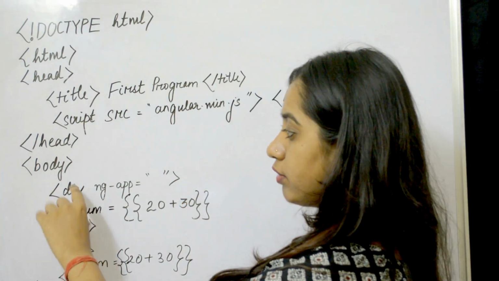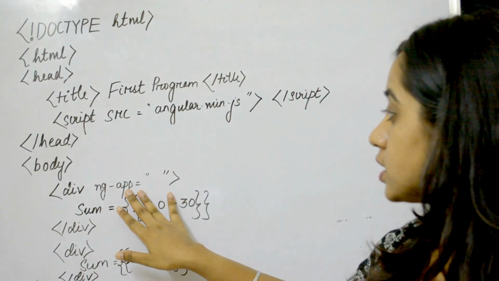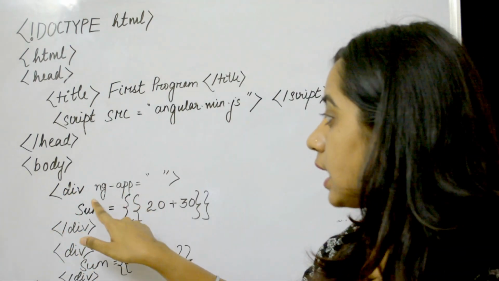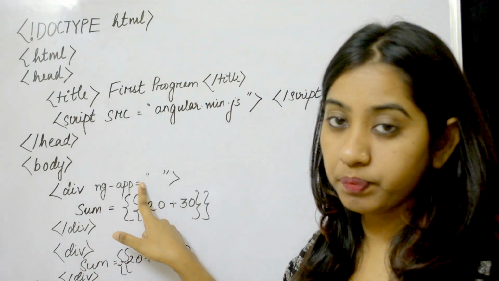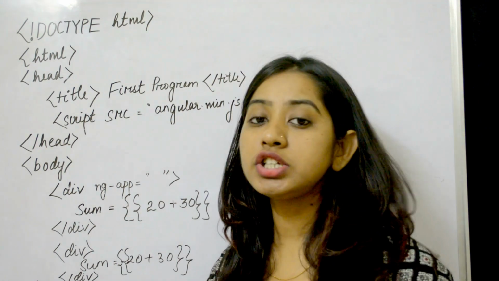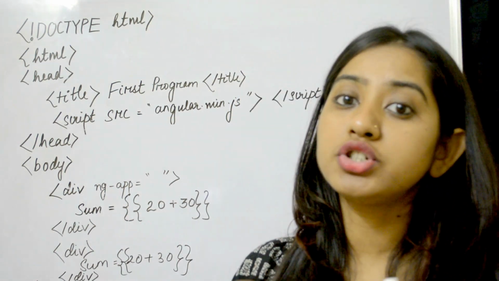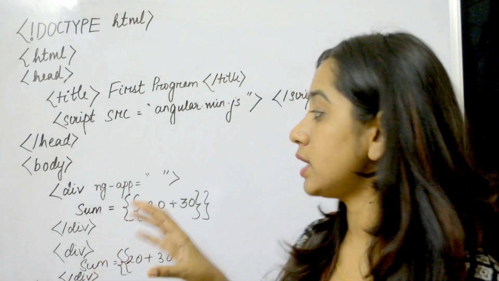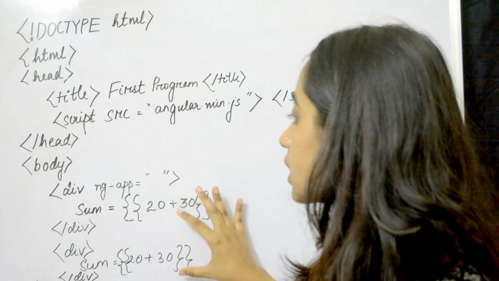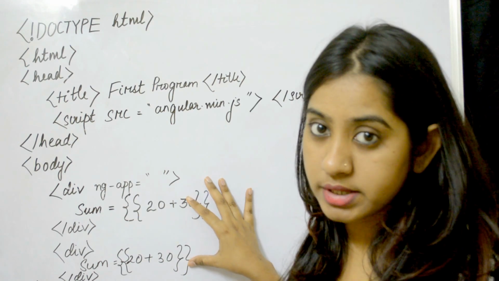I have taken two divs inside the body tag. The first div has an ng-app directive and the second div does not have it. The ng-app directive, if you remember, is the most basic directive which tells the web browser that whatever is written inside its scope needs to be rendered as AngularJS components.